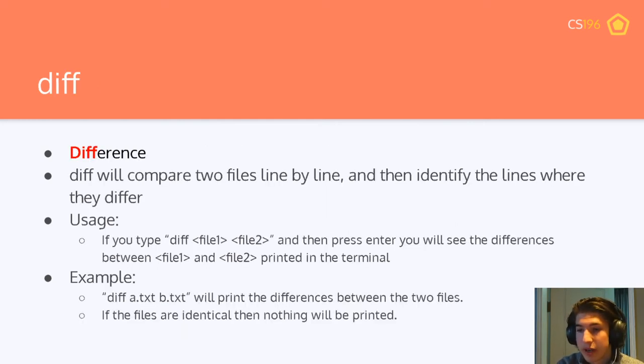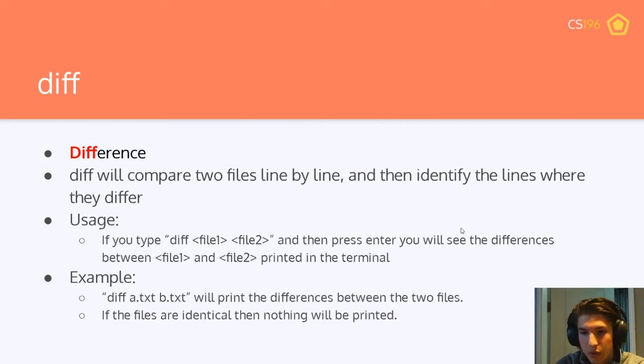The next one we'll talk about is diff. As the name suggests, it stands for difference. It compares two files line by line and identifies the lines where they differ. So if you say diff file1 file2 and then press enter, you can see the differences between the two files, and those will get printed out in the terminal.